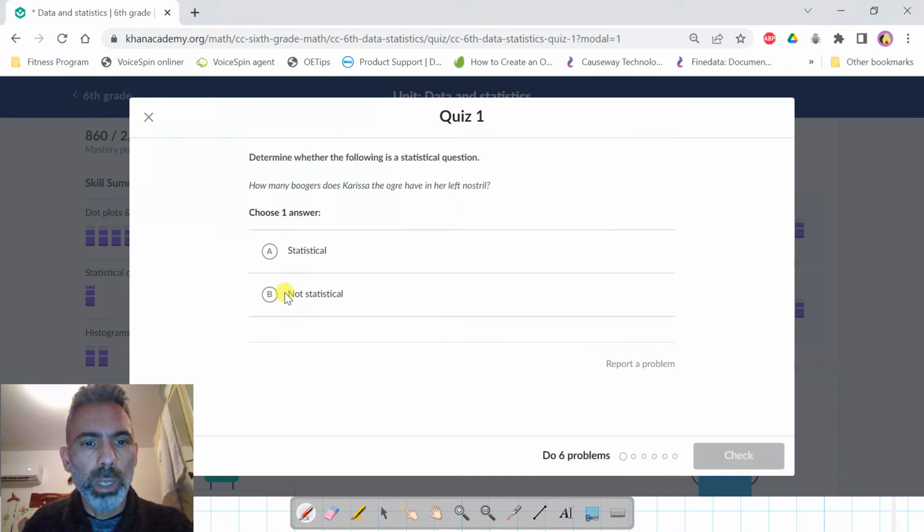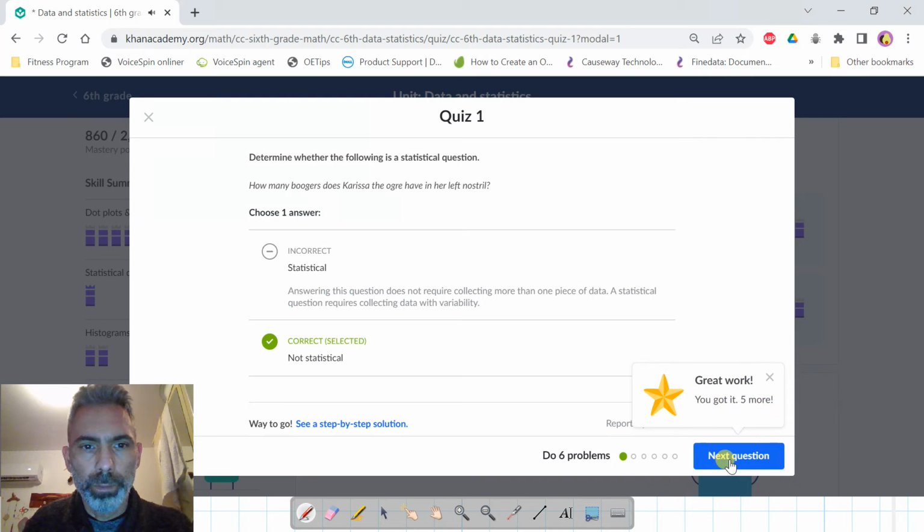No, this is not a statistical question because we gather information about one subject with no variability in the data. Answering this question does not require collecting more than one piece of data. A statistical question requires collecting data with variability.